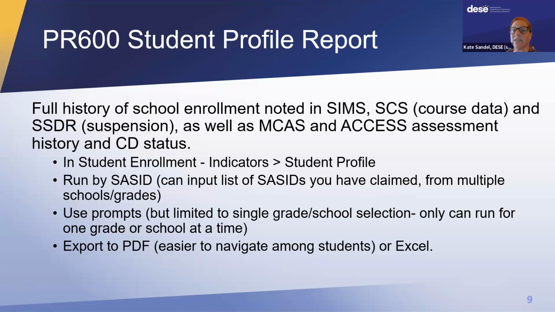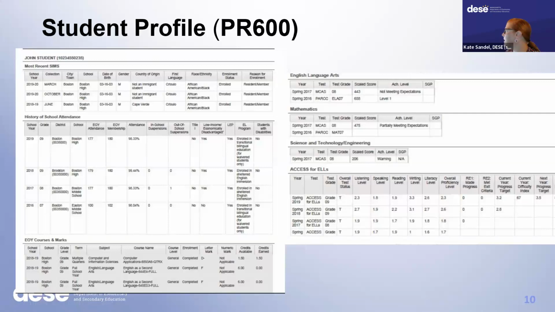And I will say, this is another one where it's changed slightly based on the platform we're in now. We're not able in the PR 600 report to have a list of the students' names on the side. So if you are doing a large batch of students and you want to look at their information, I would recommend you export it to PDF, because that's easier to navigate amongst them. And I'll show you what the export to PDF and export to Excel is. But with that, okay, this is what it is.